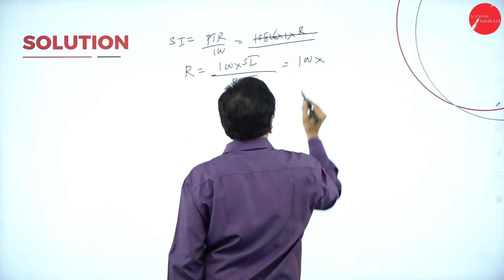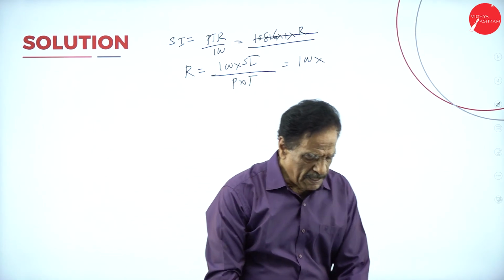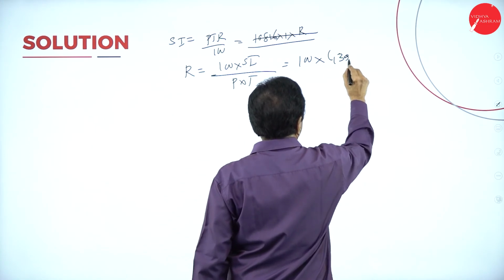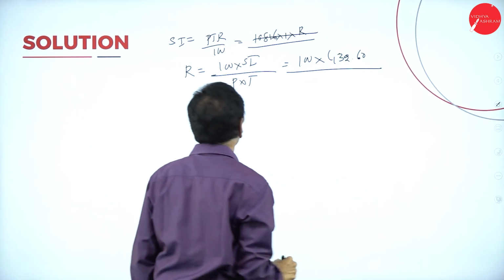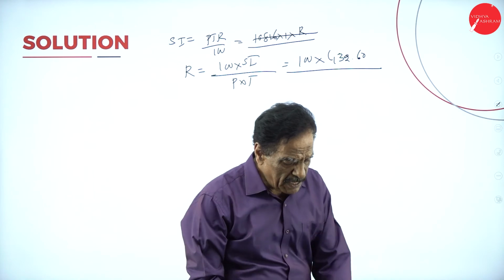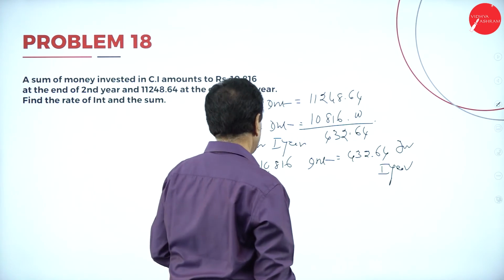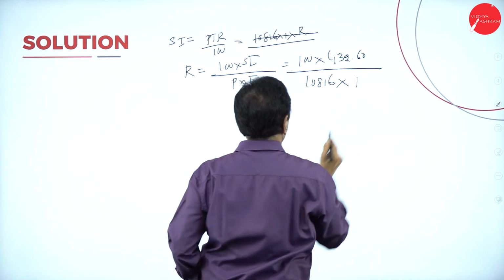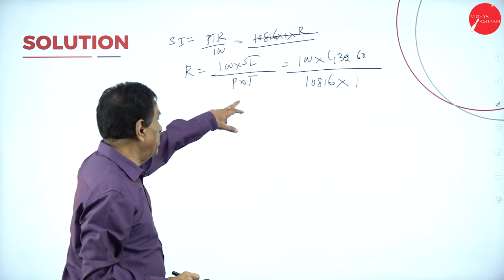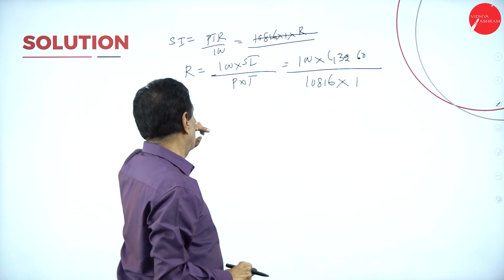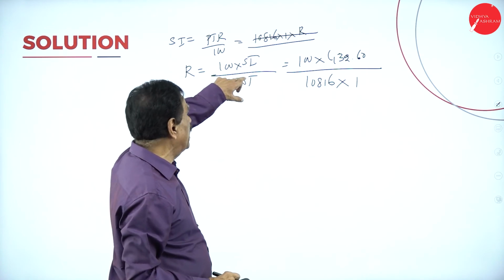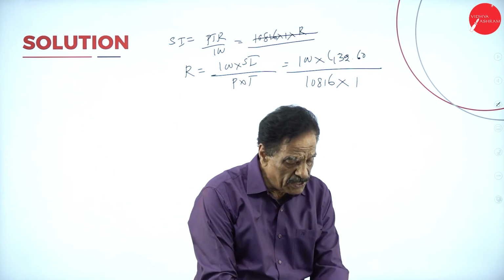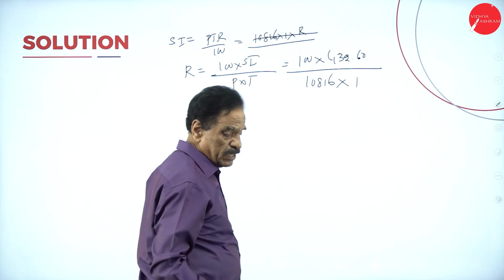What's your simple interest here now? 432.64 divided by your principal money 10,816 into time is 1 year. So R is equal to 100 into 432.64 divided by 10,816 into 1.